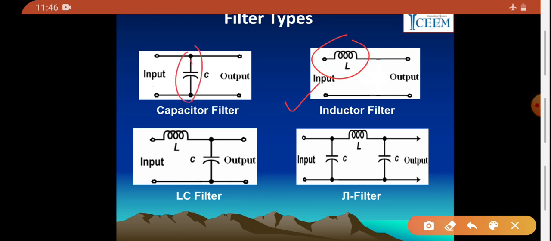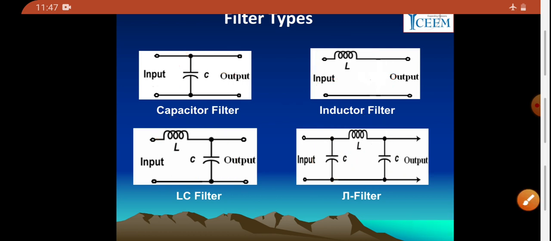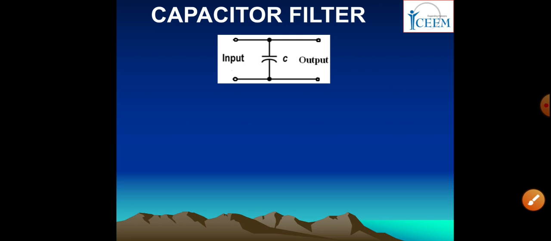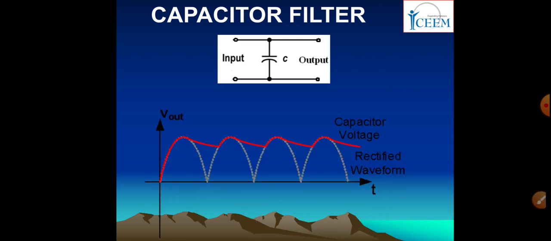Capacitor is connected in parallel with the load, and inductor is connected here, you can see, in series with the load. Okay, combination of L and C means double filtration, and CLC means triple filtration, you can see. So it forms the pi like structure, that's why pi filter. Capacitor filter, inductor filter, LC filter, and pi filter are the four types of filters. So how does this capacitor filter work?